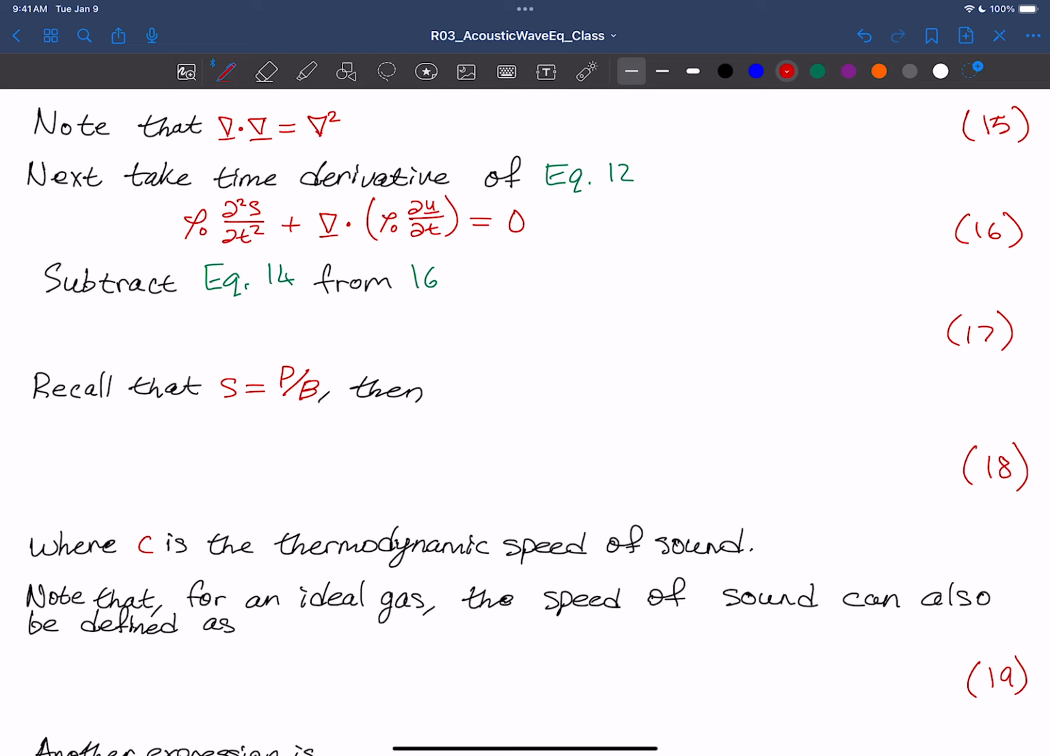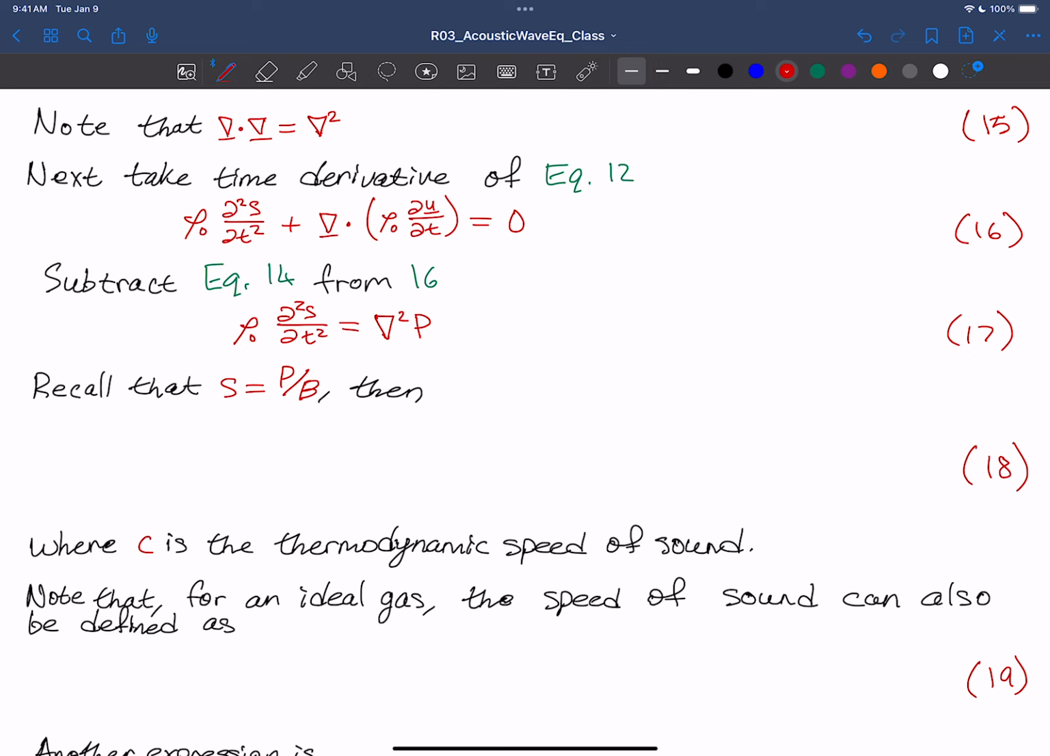We're then going to take equation 16 and subtract 14 from it. This will give us that rho 0 times partial squared s over partial t squared is equal to del squared p.